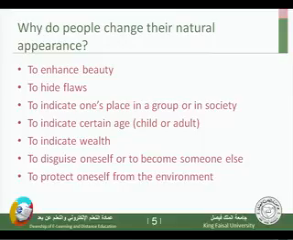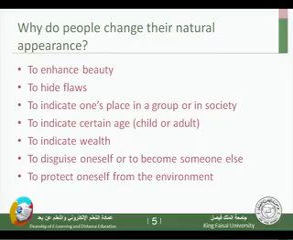But then again, the chapter asks you so many questions and provides so many answers, and probably the answers are endless. But we have to kind of ask this question: why do people change their natural appearances? Okay, so why? The question is why. There could be many types of reasons. They're listed in your textbook, but just in case, I list them here: to enhance beauty.